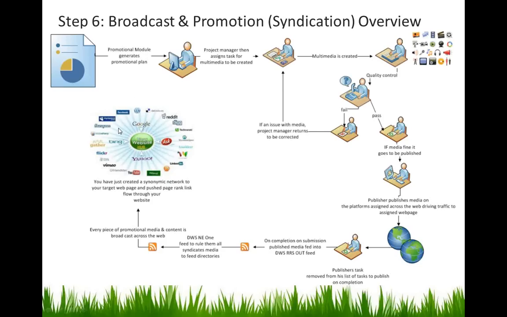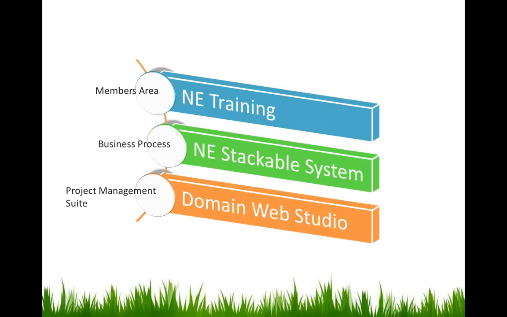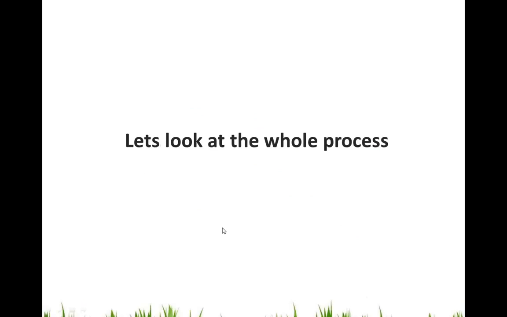Okay. So with DWS, you get a stackable system. And the stackable system is supported by 3 core components. You've got DWS, the Main Web Studio, which is the project management suite. We've got the Network Empire stackable system, which is the business process. And then we've got the members area, which is the Network Empire training. So with the suite, you get a whole package. You get training, you get a stackable system that you can repeat time and time and time again. It's an evergreen system. And then you've got the actual tool, the suite that supports the training and the system. And that gives us the whole suite.